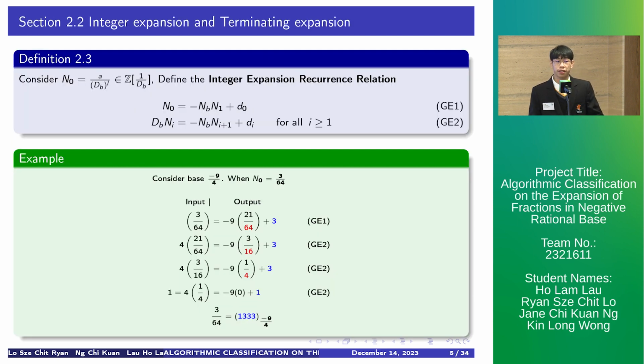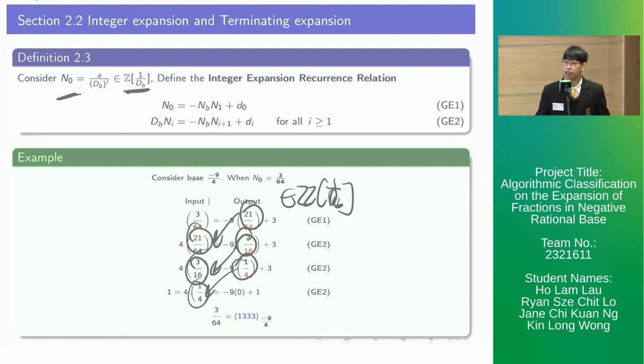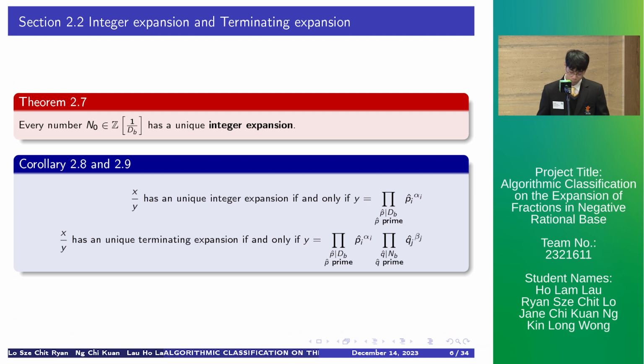We'll first consider the first two expansions, for which we define the integer expansion recurrence relation, in which we input a number n0 in the set 1/DB. After uniquely deciding the digits di, where the resultants ni must be in the set 1/DB, we will find a unique integer expansion. Generalizing the example, we get the theorem that every number n0 has a unique integer expansion.